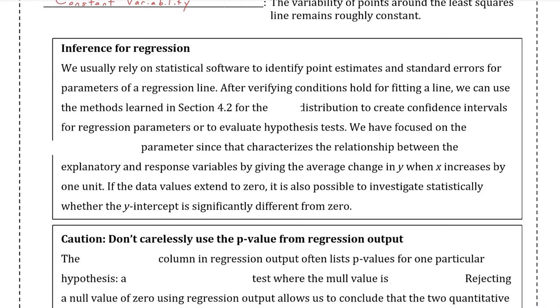When considering inference for a regression, we usually rely on statistical software to identify point estimates and standard errors for parameters of a regression line. After verifying conditions hold for fitting a line, we can use the methods learned in 4.2 for the t-distribution to create confidence intervals for regression parameters or to evaluate hypothesis tests. We have focused on the slope parameter since that characterizes the relationship between the explanatory and the response variables by giving the average change in y when x increases by 1 unit, the definition of the slope. If the data values extend to 0, it is also possible to investigate statistically whether the y-intercept is significantly different from 0.